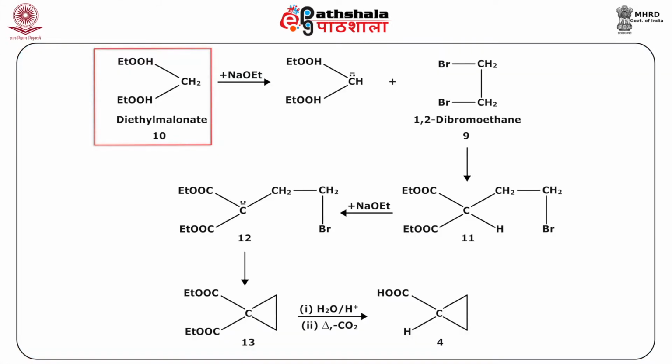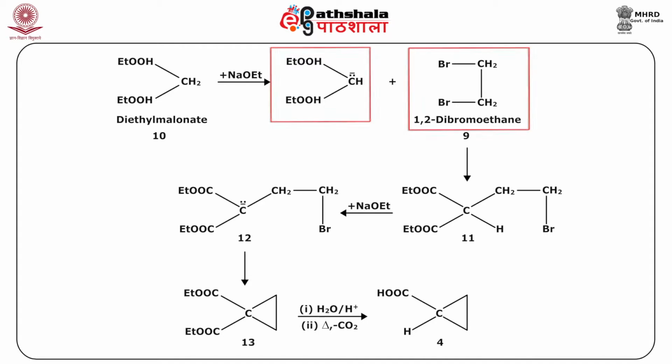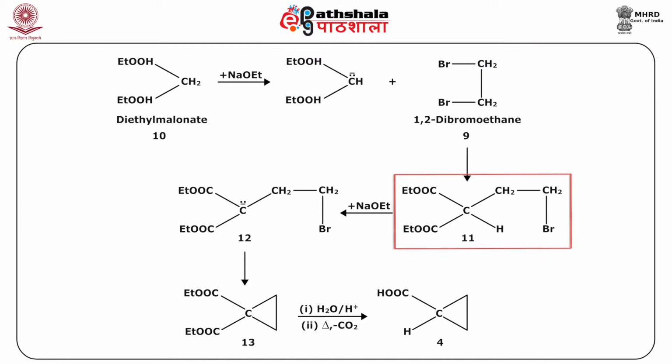Looking into the synthesis of the compound, the reaction sequence for the synthesis of cyclopropane carboxylic acid 4 is given in the figure. In step 1, diethyl malonate, represented by the structure 10, is treated with a strong base to give a carbanion. This carbanion then reacts with 1,2-dibromoethane to give the monobrominated compound 11.